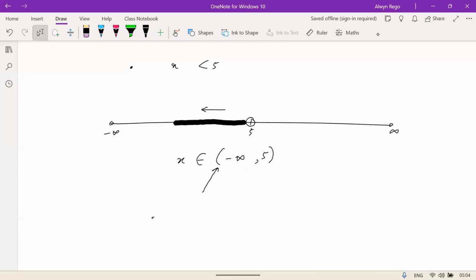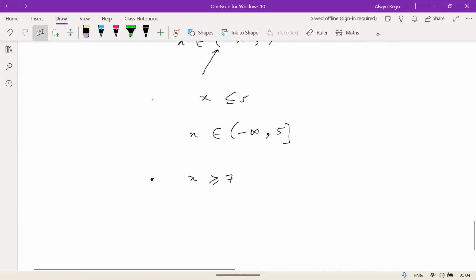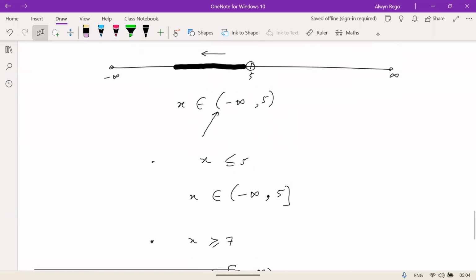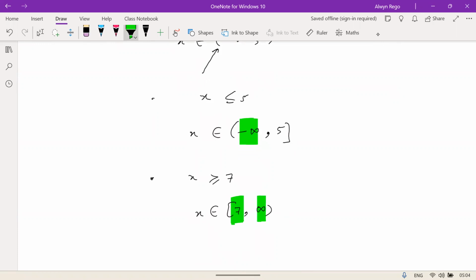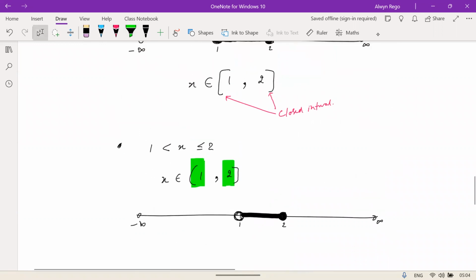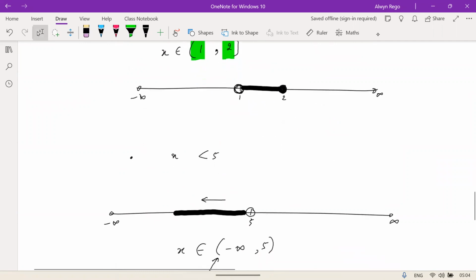Suppose you have x is less than or equal to 5 or something, then I could write this as x belongs to negative infinity until 5. If I have x is more than or equal to 7, I can write this as x belongs to closed 7 and open infinity. So remember, the smaller value is always written on the left side, and the larger value is always on the right side. Smaller, larger. So this is about the closed or the open intervals.